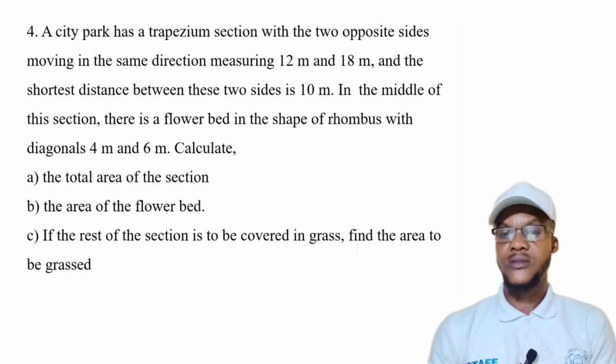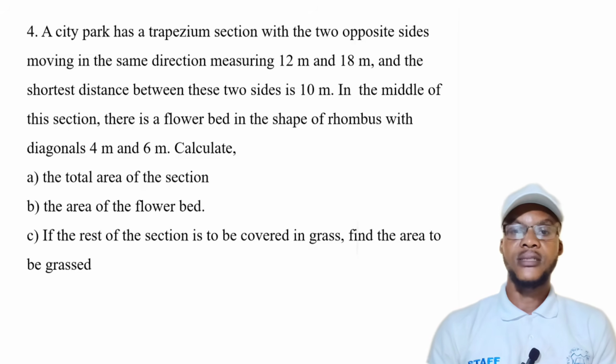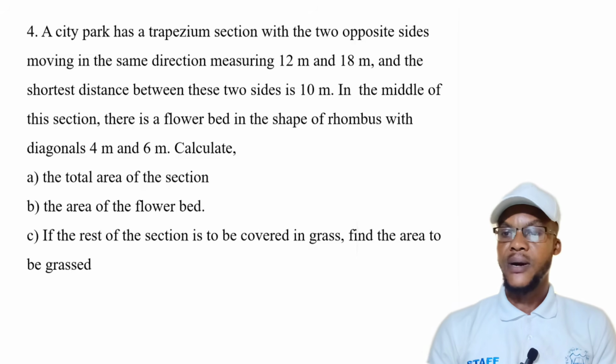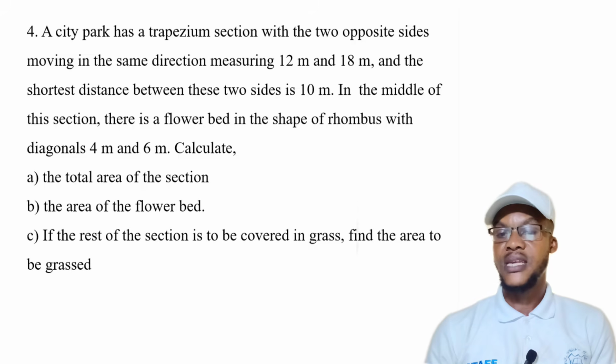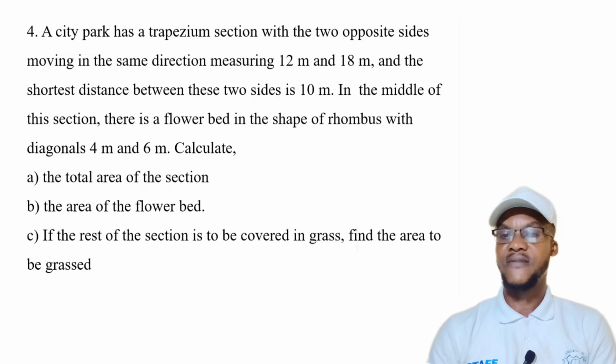In the middle of this section, there is a flower bed in the shape of a rhombus, with diagonals 4 meters and 6 meters. We are to calculate the total area of the section, also find the area of the flower bed, and if the rest of the section is to be covered in grass, then we should find the area to be grassed. So this is a very nice question.